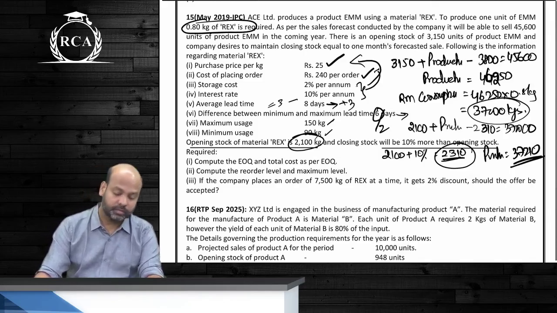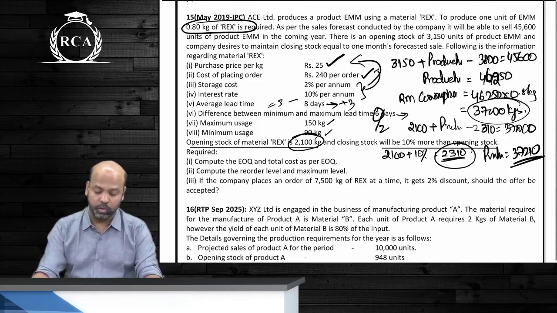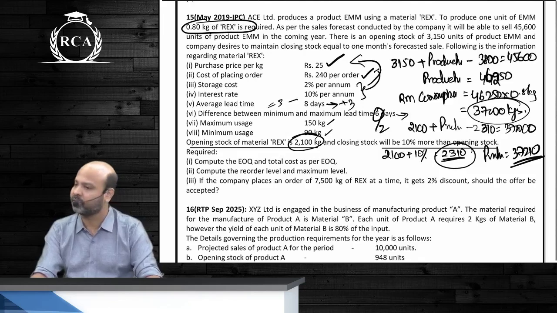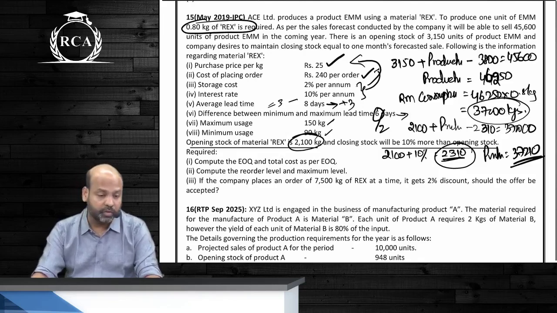1. Compute EOQ and total cost as per EOQ. Compute reorder level and maximum level. If the company places an order of 7,500 kgs of REX at once, if it gets a discount of 2%, should the offer be accepted? Pretty simple, right? Yes or no guys?